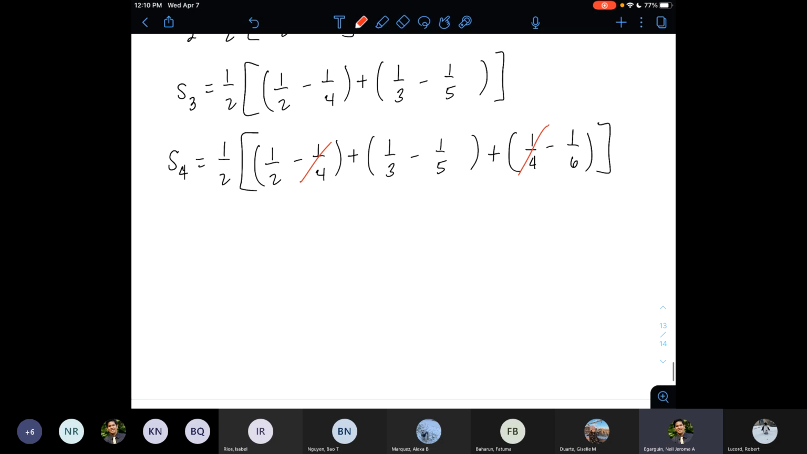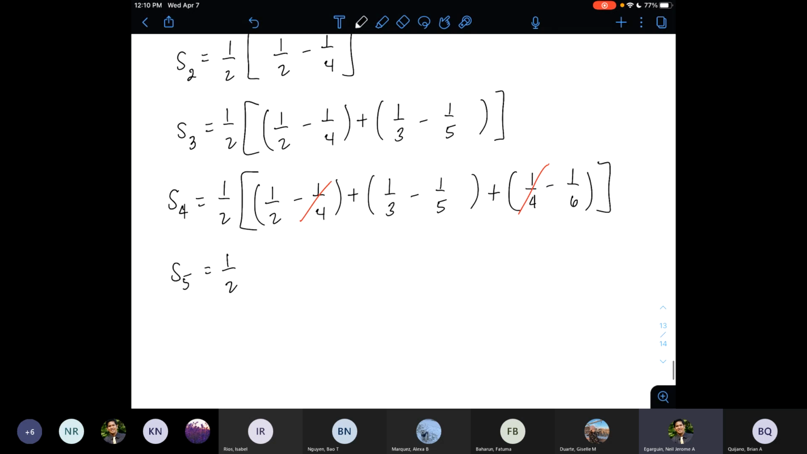Now, if the pattern is not yet clear, go ahead and go to S5. So S5 would be the sum until k equals 5. So I already know that I'll have this.